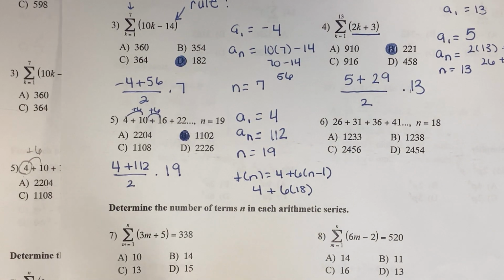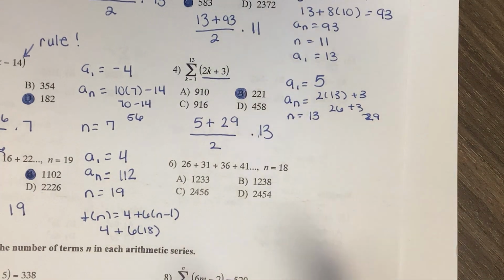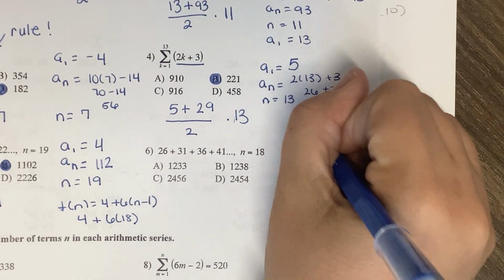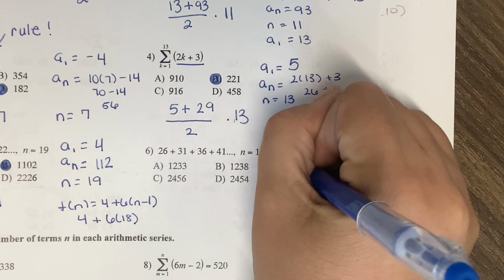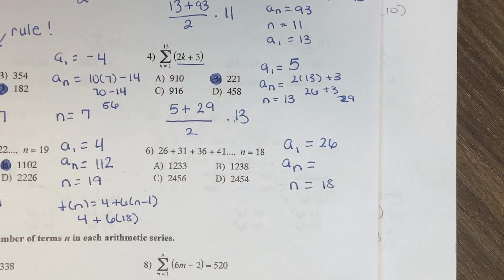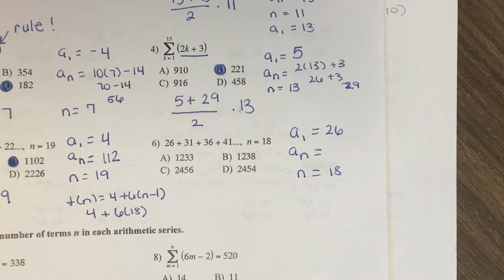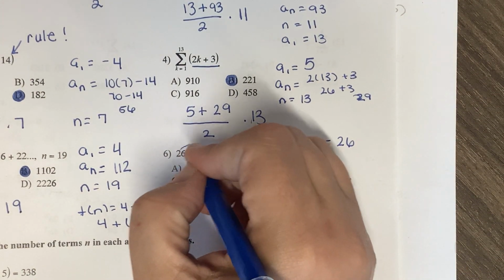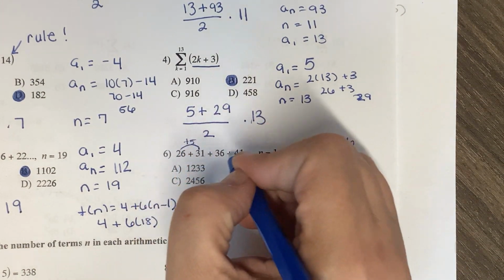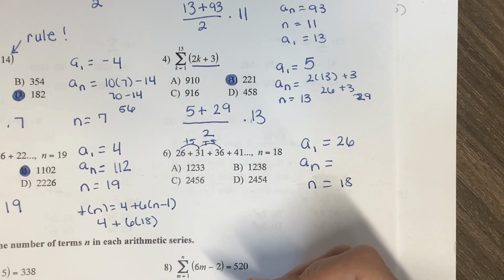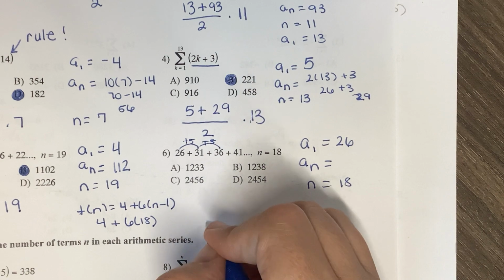All right, number 6. Number 6 is one and the same, okay? We're given our first term is 26. We don't know what our last term is, and we know that our number of terms is 18. In order to find the value of the last term, or the value of the 18th term, we have to write the rule. So to get from 26 to 31, we're adding 5. 31 to 36, we're adding 5. So the rule, or my common difference, is 5.